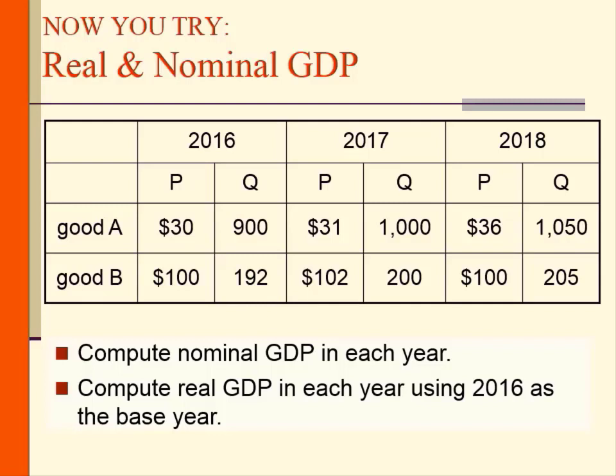That is, compute nominal GDP and compute the real GDP in each year using 2016 as the base year, and you have 3 years value of goods, that is, of the prices and quantity of goods A and B in this simple economy, 2016, 17, 18 accordingly in the table. And this will be a review for you, so it's pretty easy and simple.